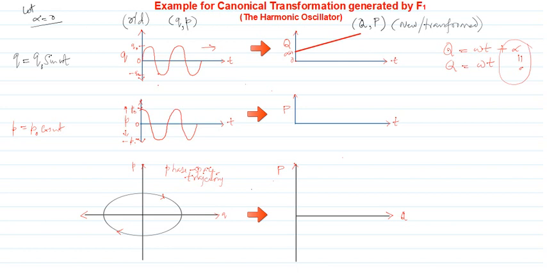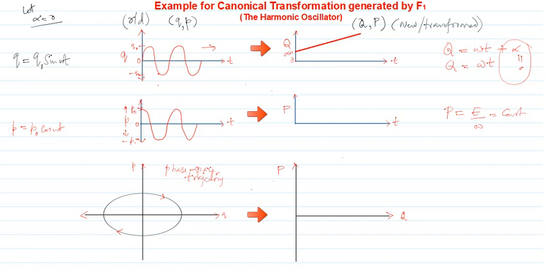Now, what about the capital P? We have seen that P is equal to E by omega. P equal to E by omega. And we have seen that E is a constant, omega is also a constant. So there is no time variation for P. Since the newly transformed Hamiltonian is cyclic in capital Q, it renders the new momenta, capital P, as a constant. So this is a constant.